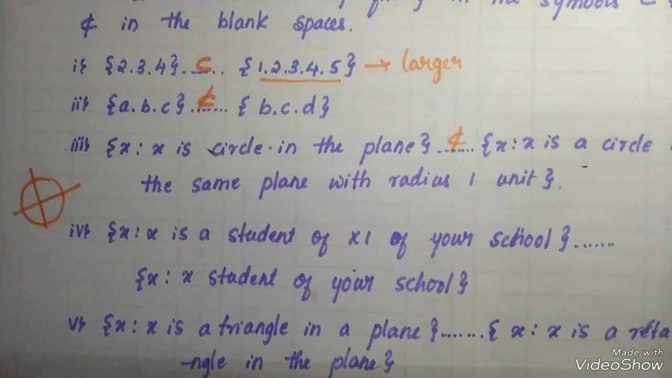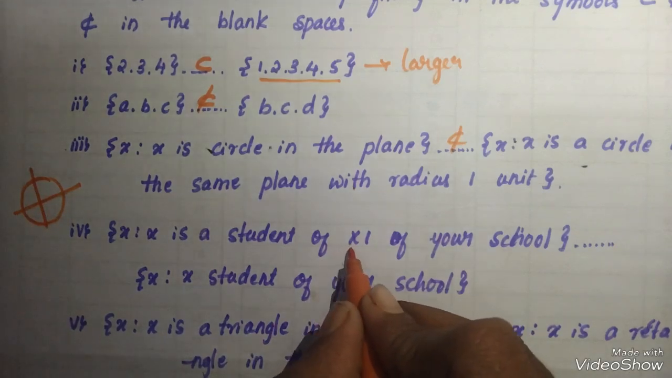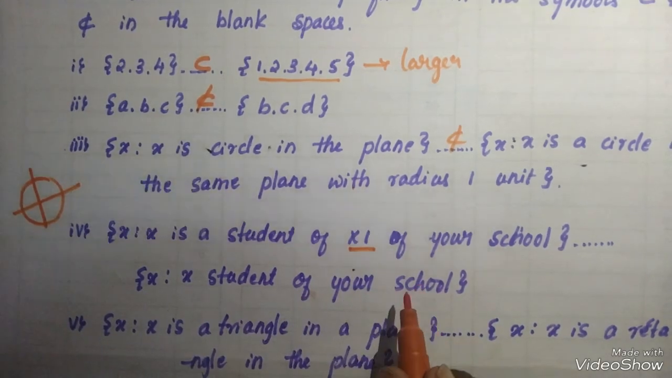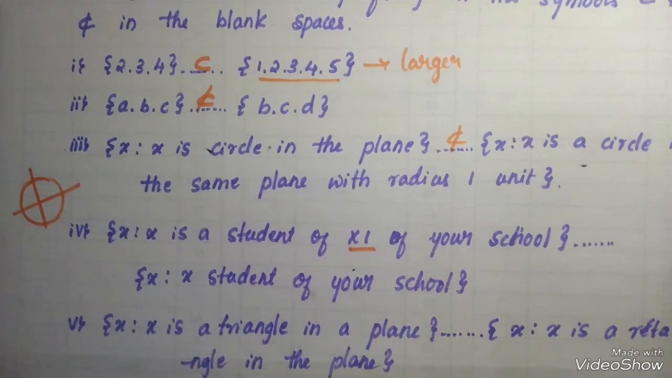Now, consider question number 4. X is a student of class 11th of your school. Here, in your school there are so many classes. It may be 10th, 11th or 12th. Here school means it contains classes 1 to 12. Here 11th is one class of this school only, that's why it is a subset.